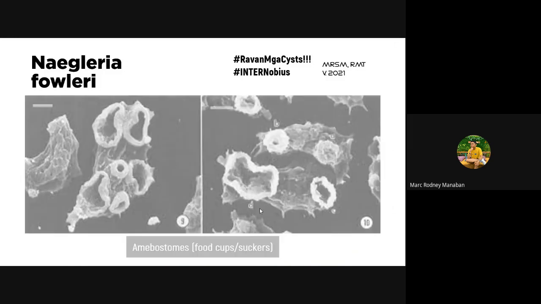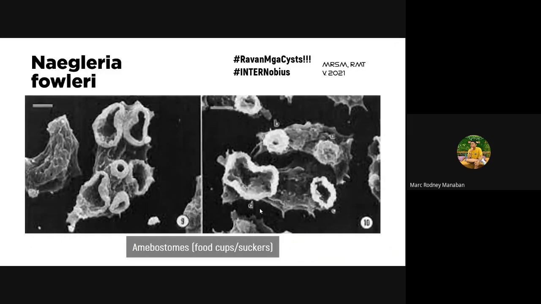Now this is your amoebostomes. These circles are the food cups or food suckers of the trophozoites of your amoeba. This is what the amoeba uses as a mouth to eat the different brain tissue or cells that it passes through.